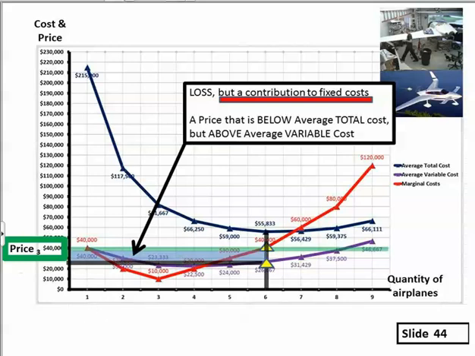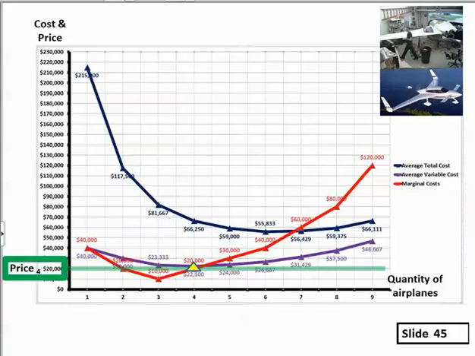Okay, going on a little further. What happens if our price drops even lower? So we started at 80, we went down to 60, then we went to 40, and now we're all the way down to 20. Well, what we see here, if we look at our average variable cost, is that our lowest average variable cost is at $20,000. That would be equal to the price.